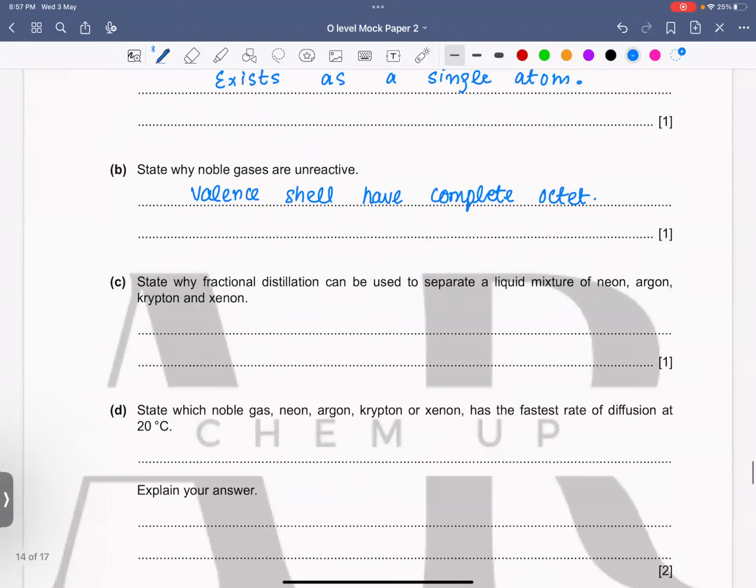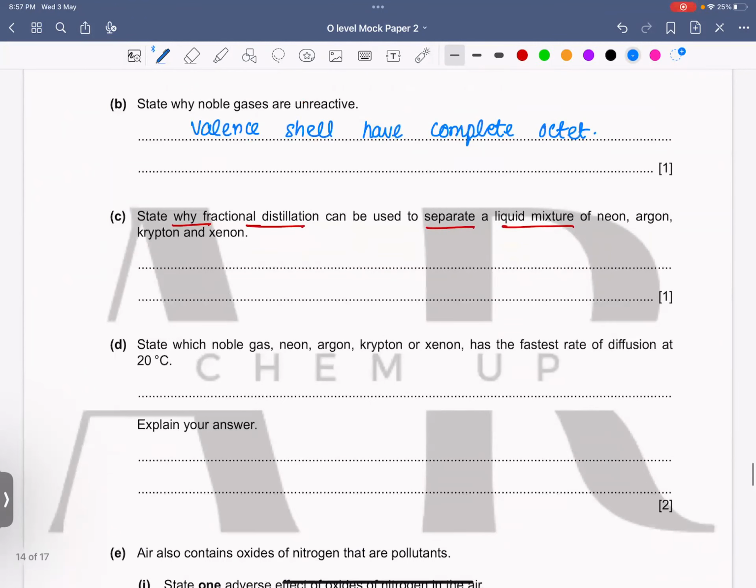State why fractional distillation can be used to separate a liquid mixture of neon, argon, krypton, and xenon. If we are using fractional distillation, it clearly indicates that these gases have different boiling points. That's why these gases have different boiling points.